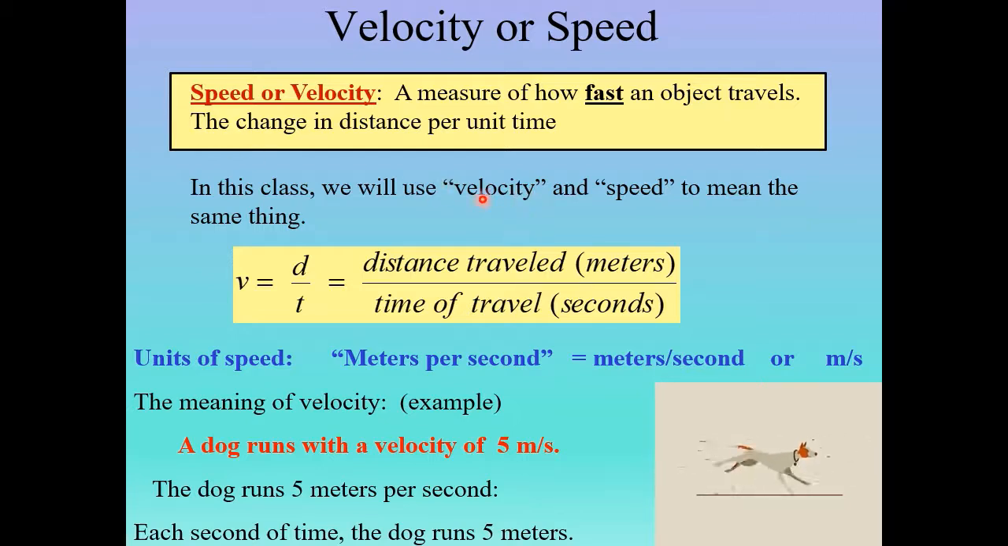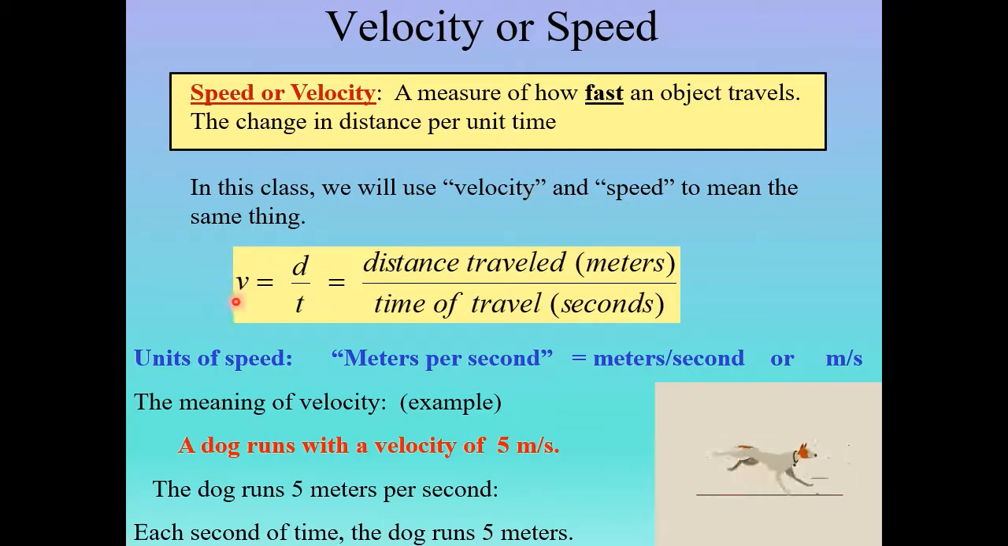Now, in this class, we're going to use the terms velocity and speed to mean the same thing. In more advanced classes, you'll learn that velocity is actually a vector that has a direction and a magnitude to it. But in this class, in GES 100, we'll use the words velocity and speed to mean the same thing, basically how fast something travels.